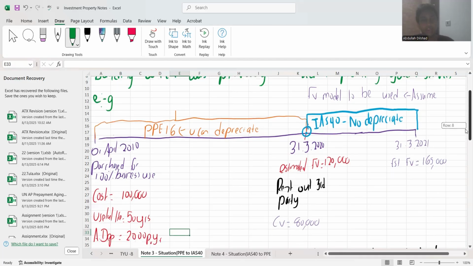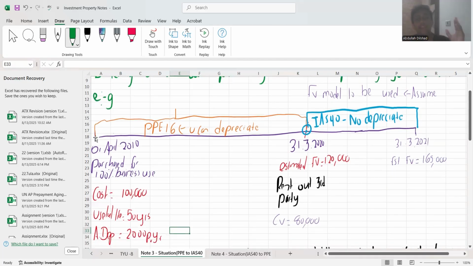Okay, so obviously, from 1st April 2010 to 31st March 2020, if you apply IAS 16, you can depreciate the asset. You need to calculate the carrying value of each reporting period. And number three, you will be identifying any revaluation gains or revaluation losses. Where would they be placed? They would be placed under other comprehensive income. And why is that? It is because you are applying IAS 16.